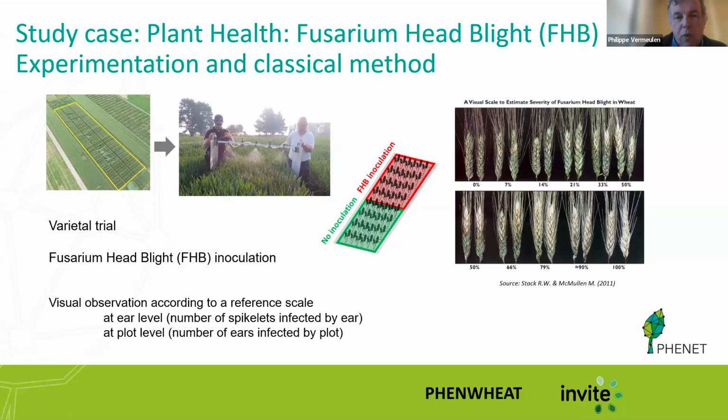The classical method to assess this disease is a visual observation at the ear level using the scale here on the right. When we have just one spikelet infected on the ear, we assess 7% of severity of Fusarium, and so on. The other observation we can have is at plot level, where we count the number of ears infected per plot. What I will show you now is alternative methods to these classical methods.